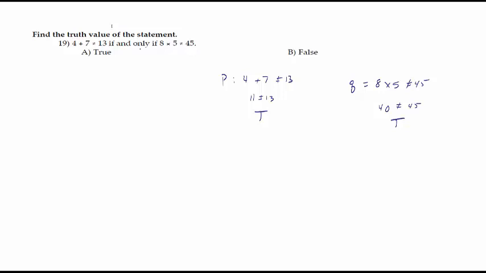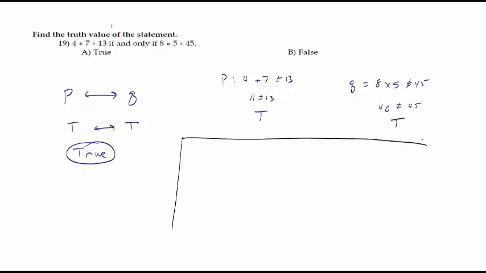So if I rewrite this statement symbolically, 4 plus 7 does not equal 13, that's going to be P, if and only if, so that's our biconditional, 8 times 5 does not equal 45, that represents the statement Q. So I've got P if and only if Q. And P is true, Q is true. So this becomes true if and only if true. And then the truth table for the biconditional says this will be a true statement. Just a quick reminder, the biconditional is true when P and Q have the same truth value, so both true or both false. Let me go ahead and add on to this.